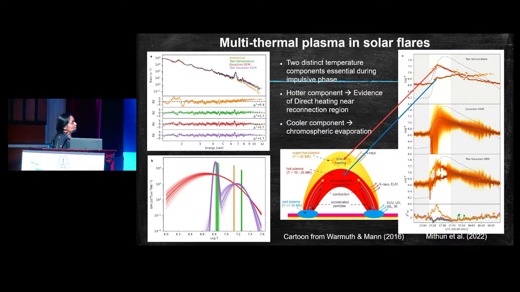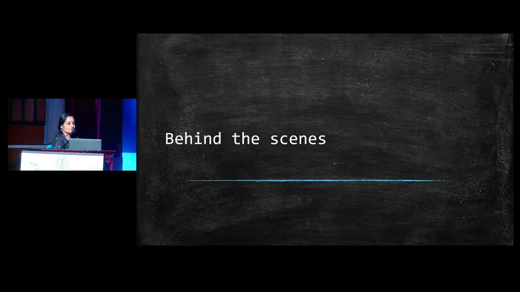This is from the XSM team, and what it suggests is that a single component isothermal plasma is not enough to model solar flares even in this energy range, and they need to add a hotter component, so there is evidence for direct heating near the reconnection region. Bishwajit talked about XSM, so I'm not going into the abundance part of it. And of course, behind the scenes, all this is enabled because of the great quality instruments, both CLASS and XSM, that has made this possible.